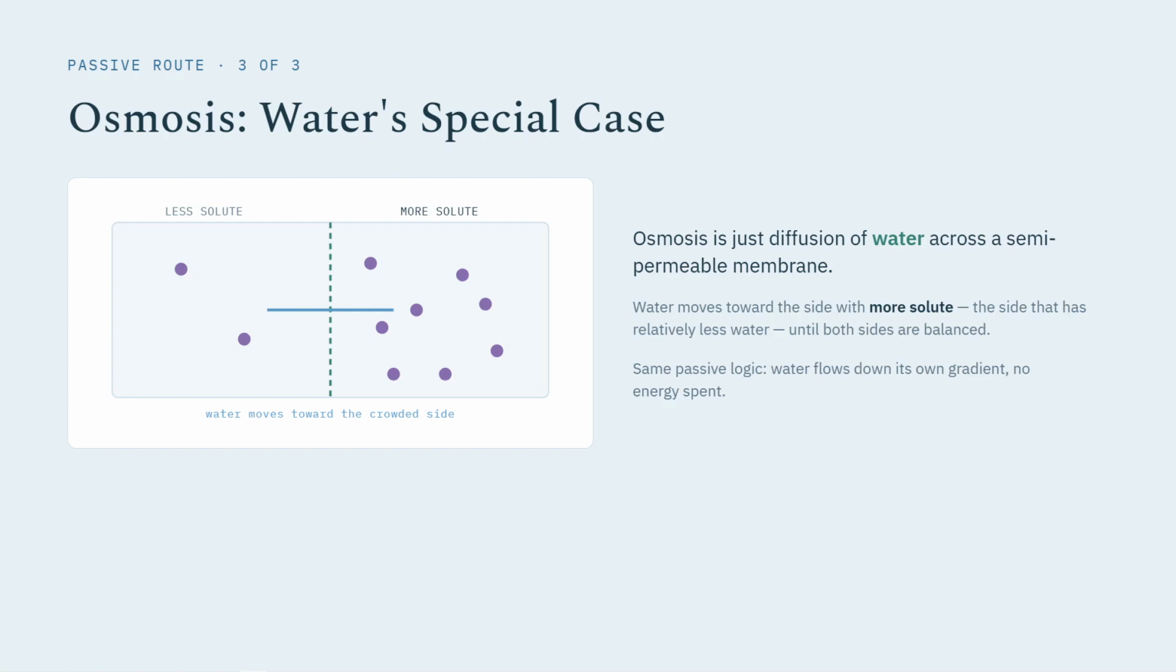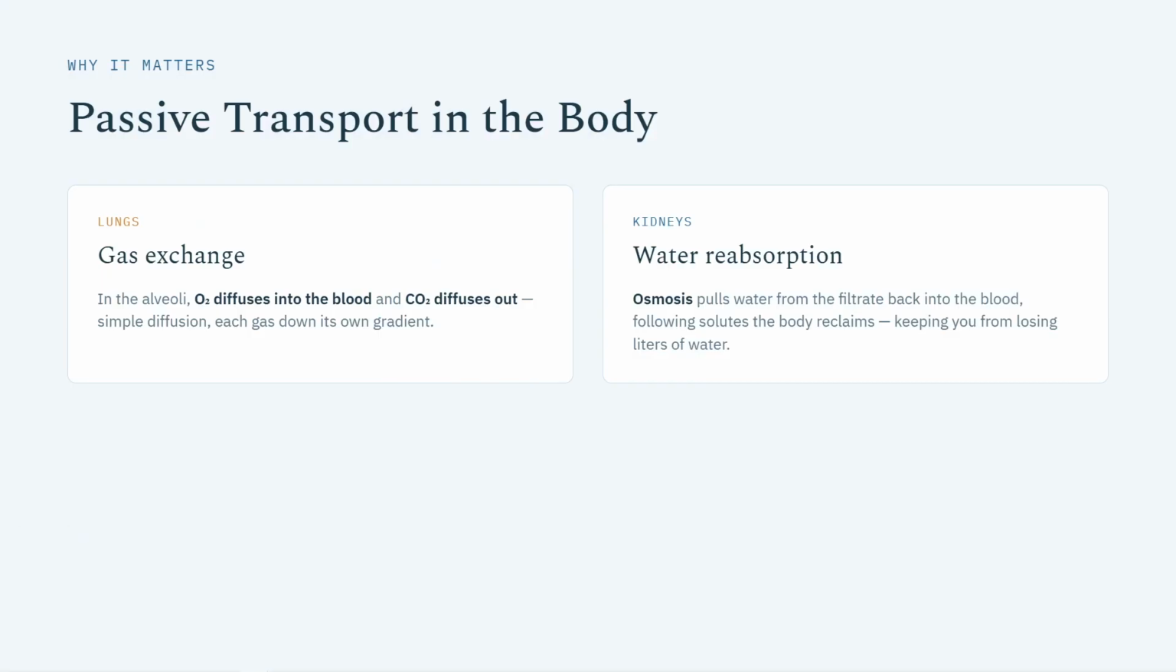Route 3 is really just diffusion with a special guest, water. We call it osmosis. Water moves across the membrane toward the side with more dissolved solute, because that's the side with relatively less water. So water flows in to dilute the crowded side until things balance out. Same passive logic, just applied to water flowing its own gradient.